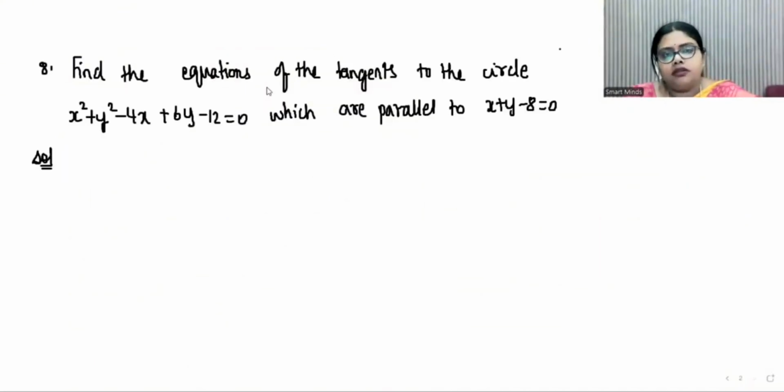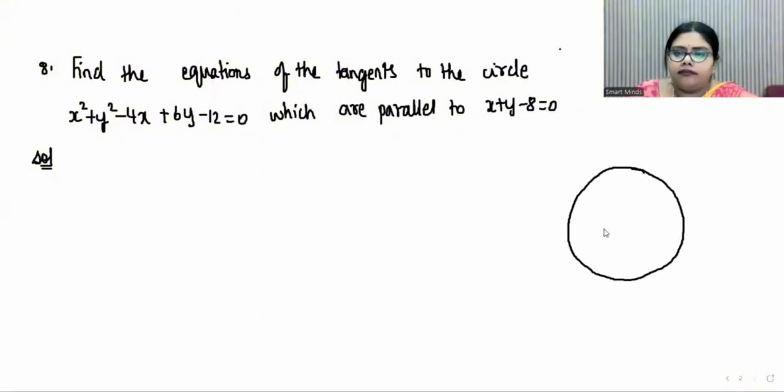Take the next question, 8th question. Find the equations of the tangents to the circle x square plus y square minus 4x plus 6y minus 12 is 0, which are parallel to x plus y minus 8 is equal to 0. So first let us take a figure. This is a circle. This is the tangent.